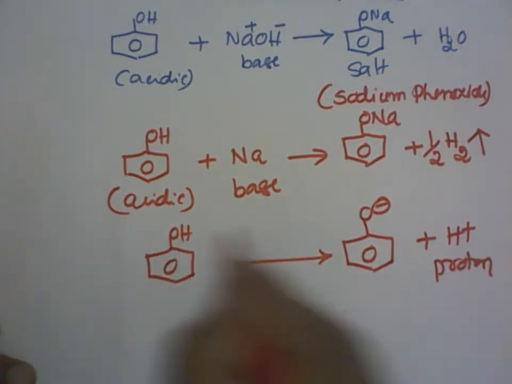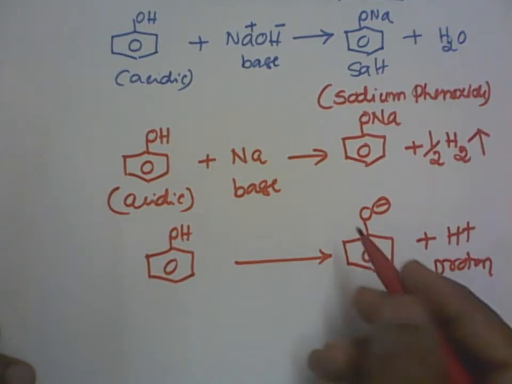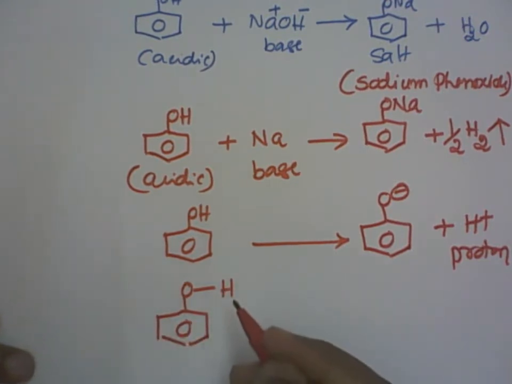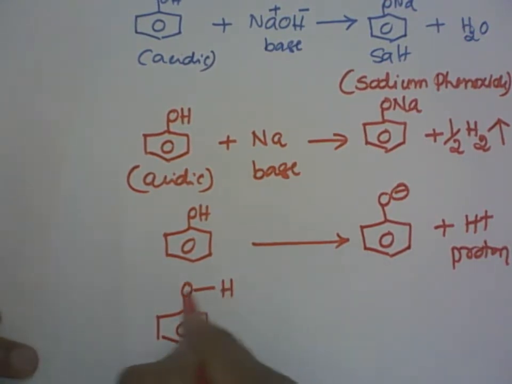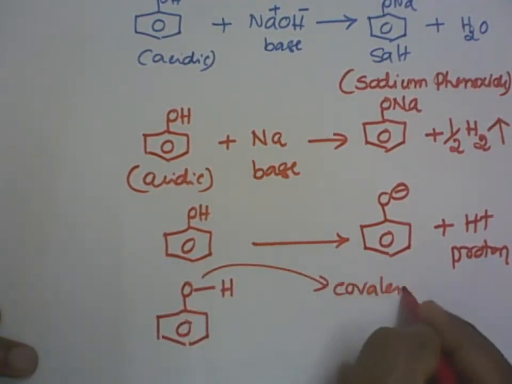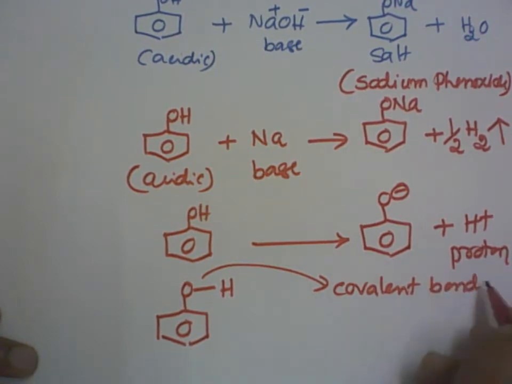Now why does it produce H plus ions? Why does the bond break? Let us see here. We have a benzene ring attached to oxygen, attached to hydrogen. Now there is a bond between oxygen and hydrogen. This bond is actually a covalent bond. You know that a covalent bond is a stronger bond.